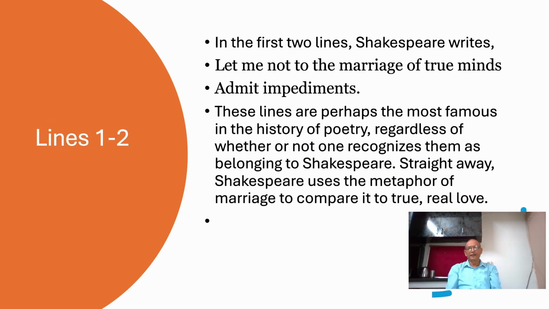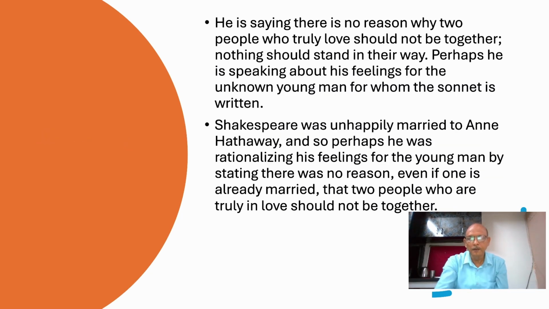In the first two lines, Shakespeare writes, "Let me not to the marriage of true minds admit impediments." These lines are perhaps the most famous in the history of poetry, regardless of whether or not one recognizes them as belonging to Shakespeare. Straight away, Shakespeare uses the metaphor of marriage to compare it to true, real love. He is saying that there is no reason why two people who truly love should not be together. Nothing should stand in their way.